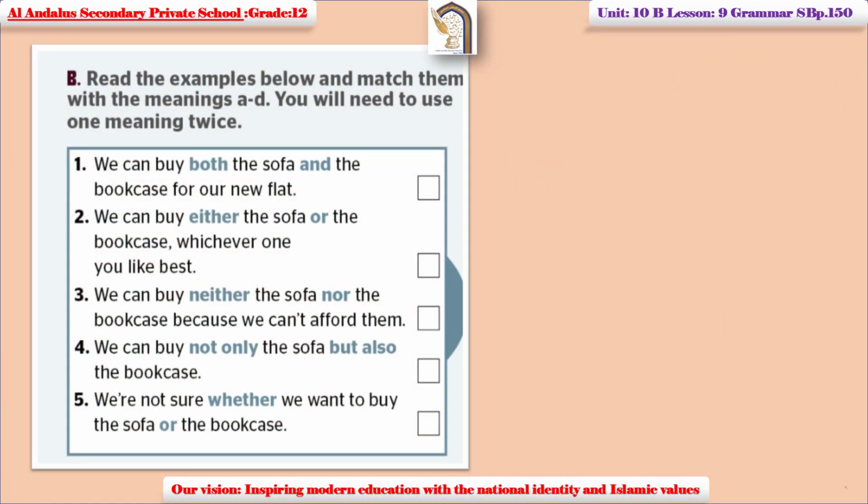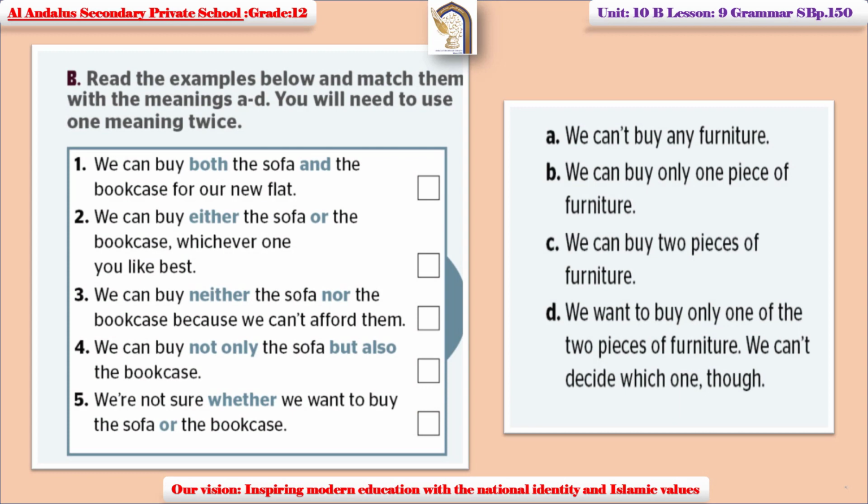This is exercise B. Read the examples below and match them with the meanings A to D. You will need to use one meaning twice. So we have got 5 sentences but only 4 meanings. Sentence 1. We can buy both the sofa and the bookcase for our new flat.